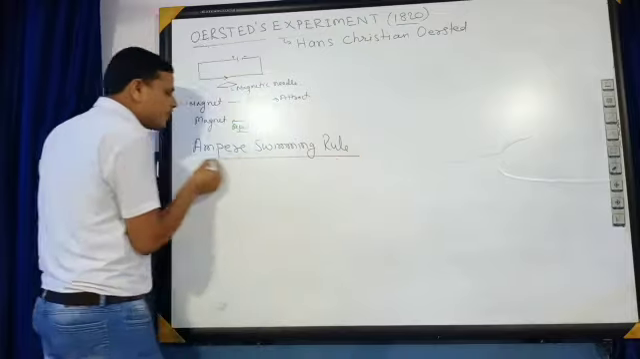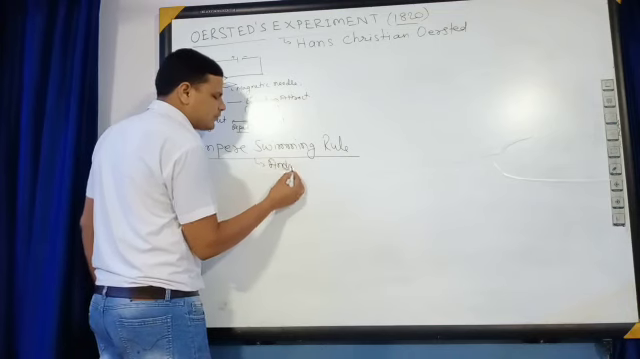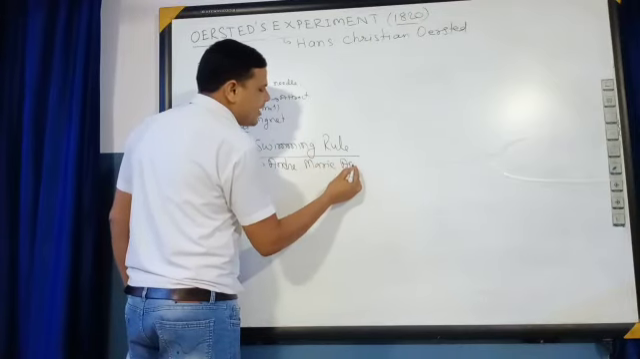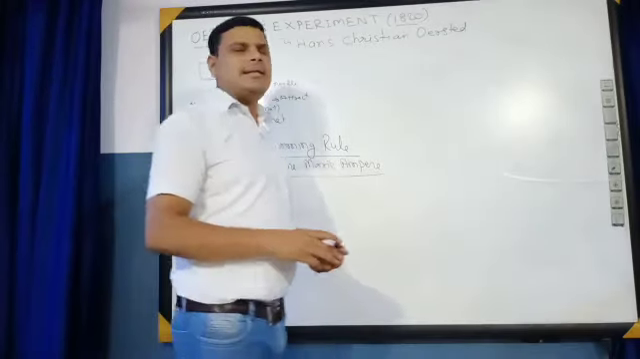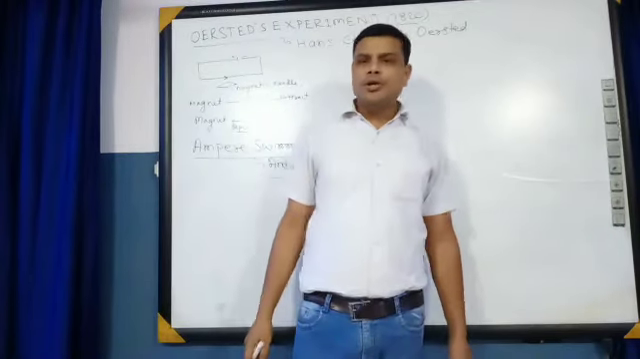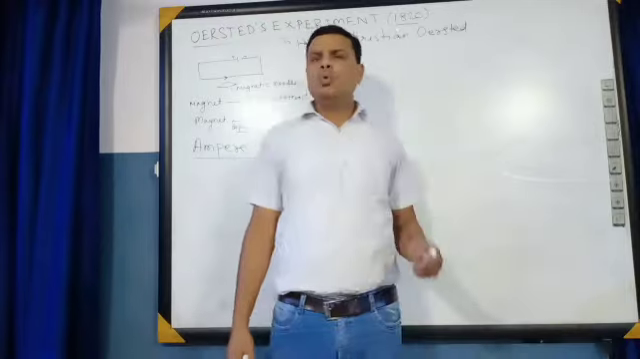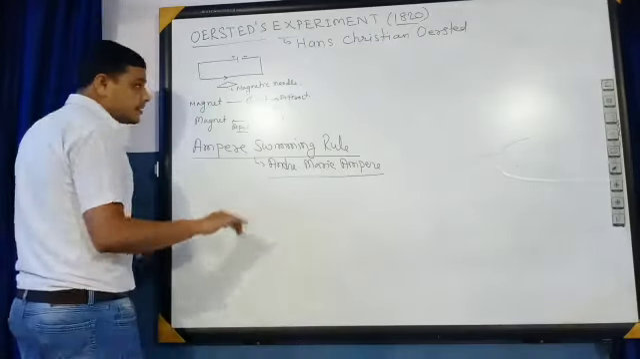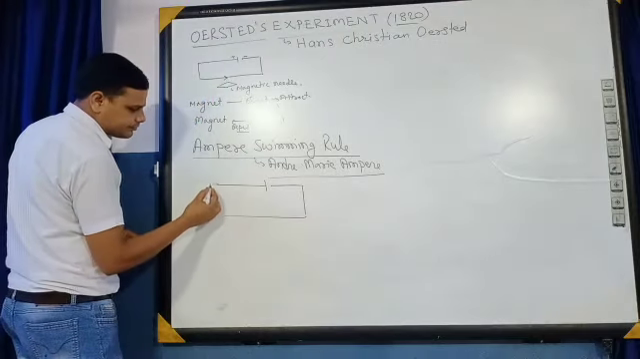The full name of Ampere was Andre Marie Ampere. Ampere did an experiment and gave a rule, known as Ampere's swimming rule, which gives you the direction of deflection. Let's see how. Suppose we take the same condition, with current passing from the positive terminal to the negative terminal.